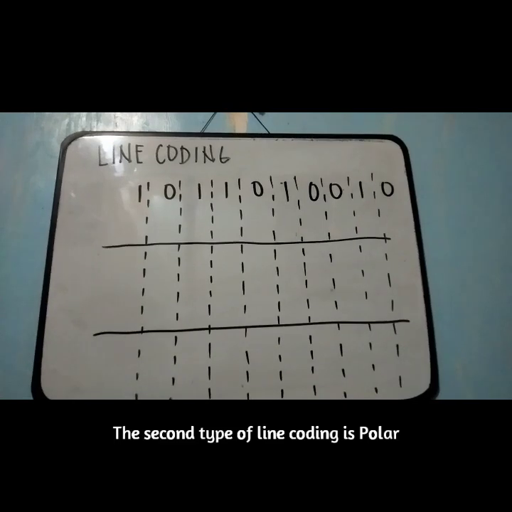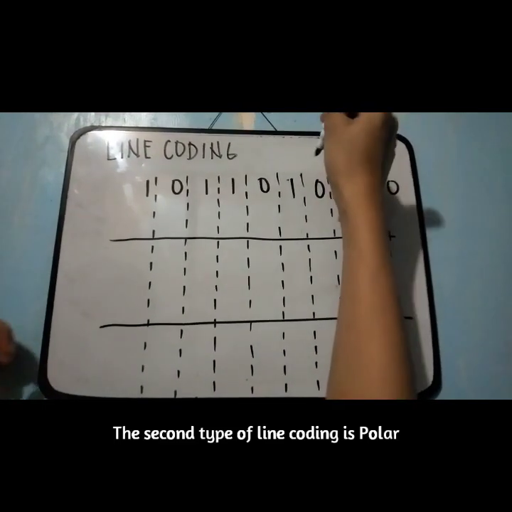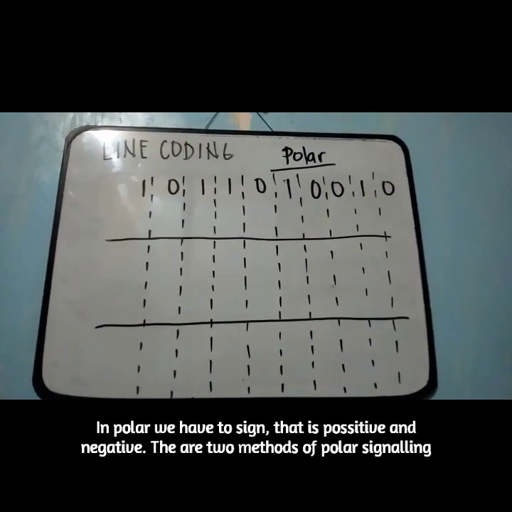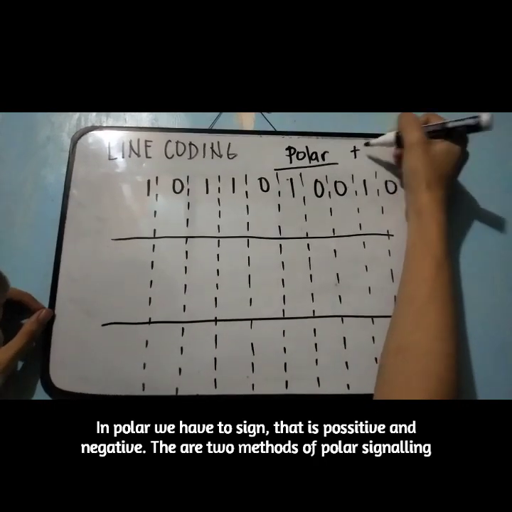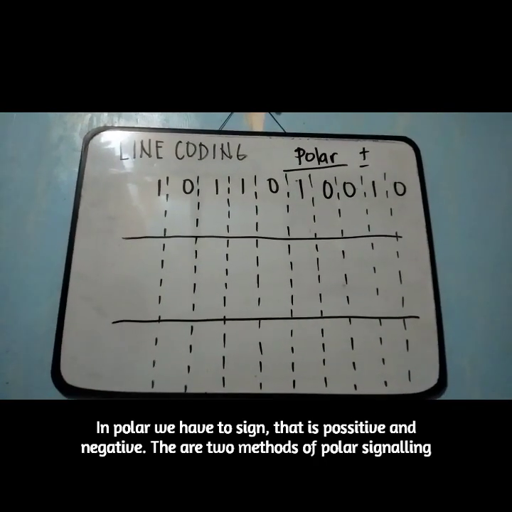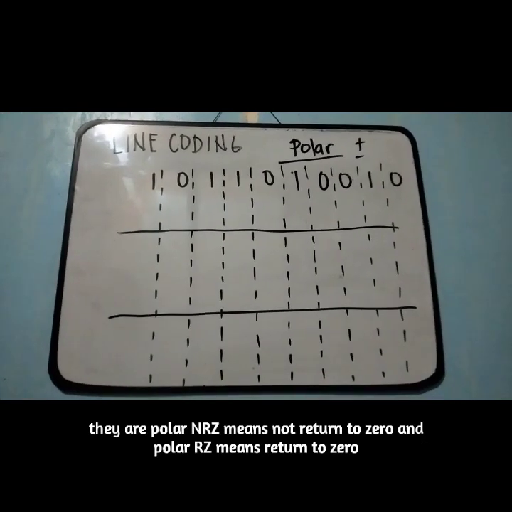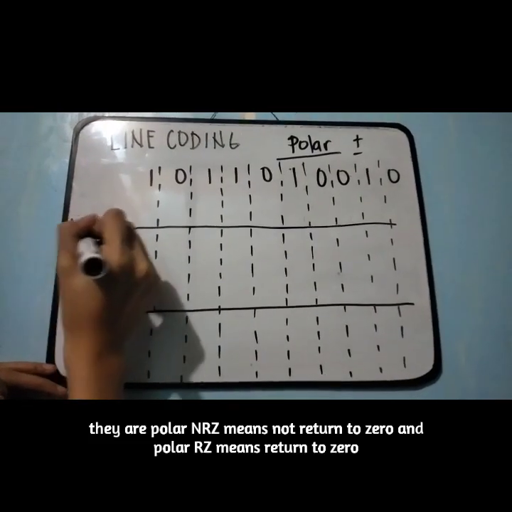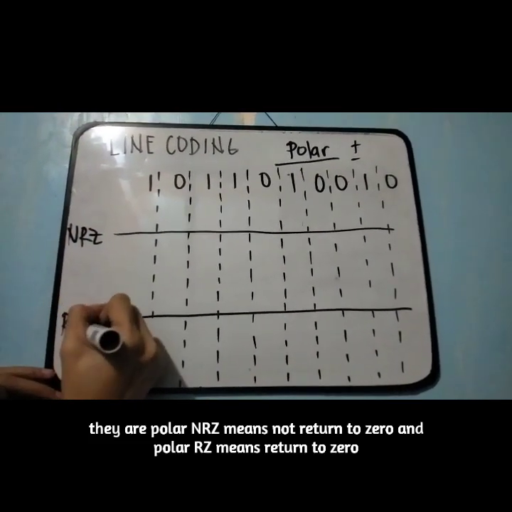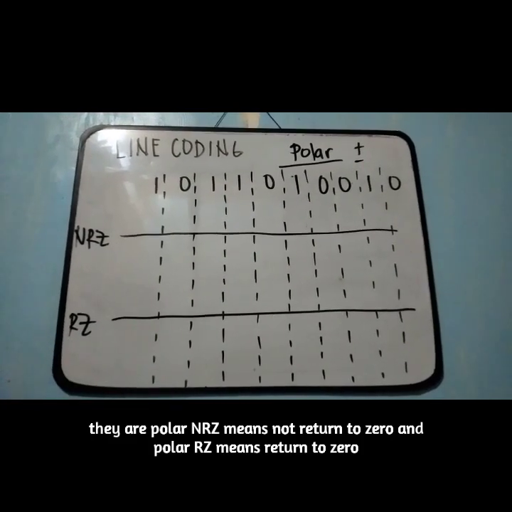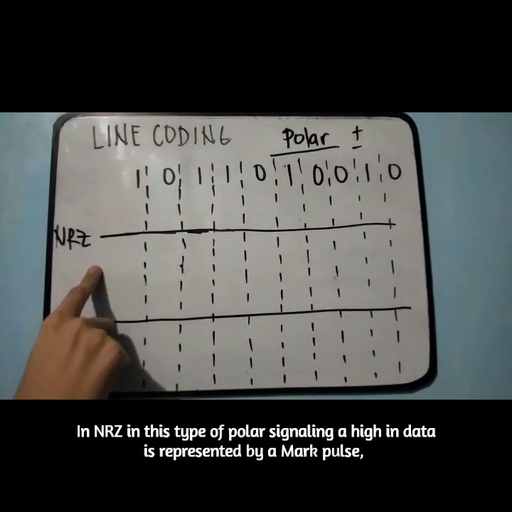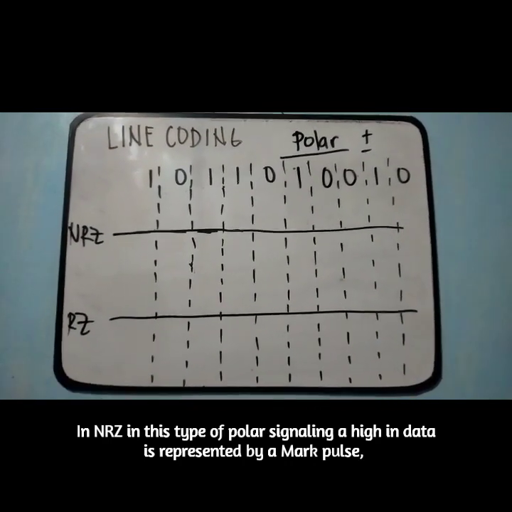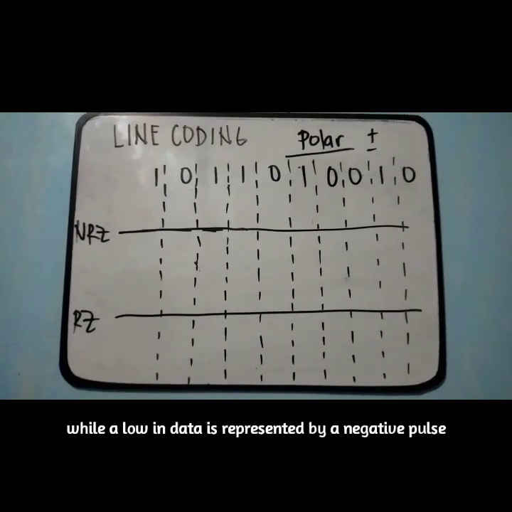The second type of line coding is polar. In polar, we have two signs, that is positive and negative. There are two methods of polar signaling: polar NRZ, which means not return to zero, and polar RZ, which means return to zero. In NRZ, in this type of polar signaling, a high in data is represented by a positive pulse, while a low in data is represented by a negative pulse.